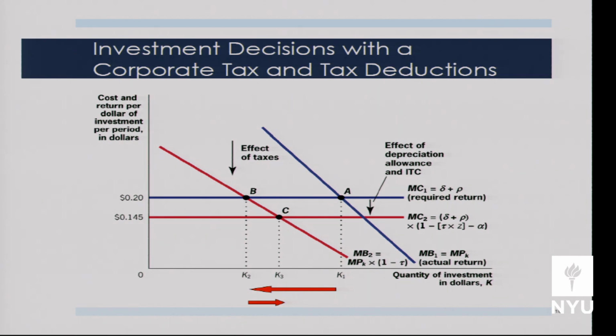Okay, so there can be a combination. So someone can guess this. Give me values for Z and alpha such that we'd get a K3 greater than K1.